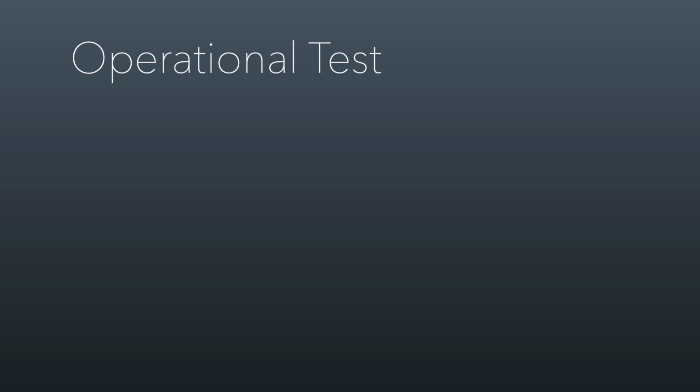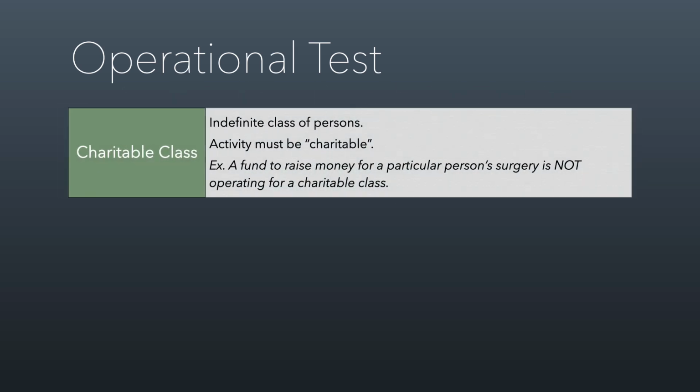Let's talk about the operational test. This is a test of what you do every day as a nonprofit to qualify as a charity, a 501(c)(3). There are three parts of the operational test I want us to talk about. First of all, you have to be operating for a charitable class. We talked about this idea when we talked about charitable trusts. You have to be benefiting an indefinite class of people, and the activity has to be charitable.